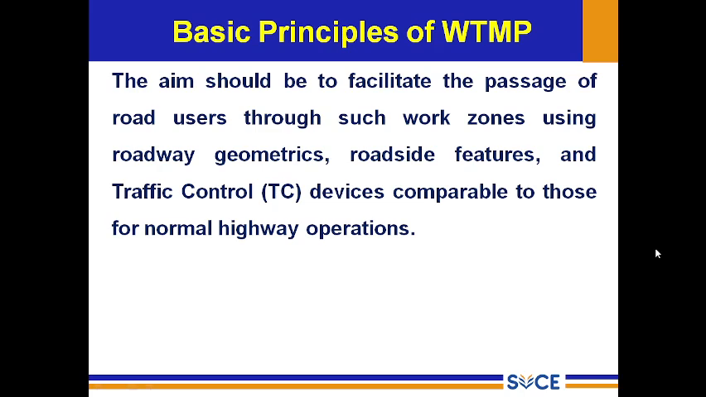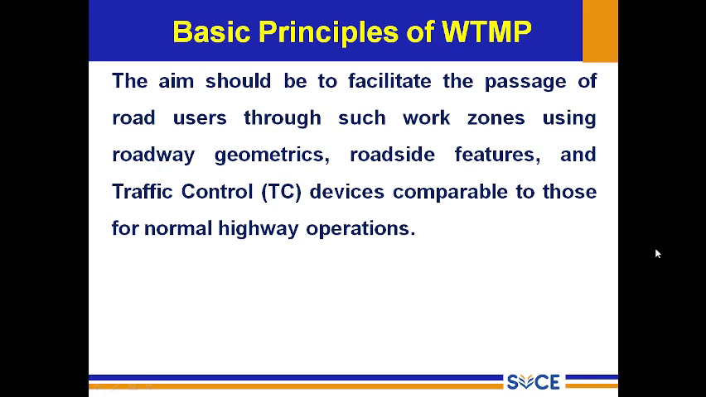The aim should be to facilitate the passage of road users through such work zones using roadway geometrics, roadside features, and traffic control devices comparable to those for normal highway operations. So in a work zone, the passage should be clearly defined by various traffic control devices like cones or barricades, so that the vehicle can move smoothly at the specified speed without hindering the workplace. The vehicle has to move smoothly and safely, without causing any problem to the work site too.